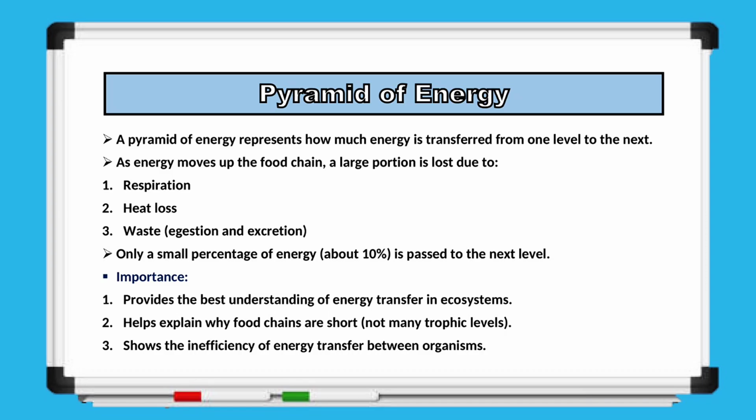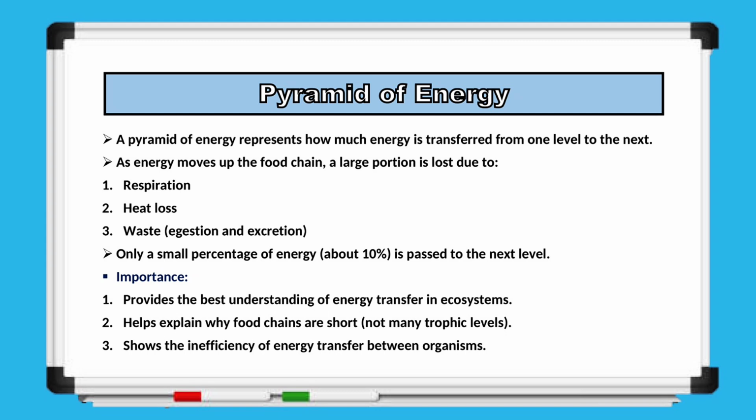As energy moves from one trophic level to the next, a large proportion is lost. Much of the energy is used during respiration and released as heat, while some is lost in waste materials through digestion and excretion. Consequently, only a small proportion of the energy, approximately 10%, is converted into new biomass and passed on to the next trophic level.